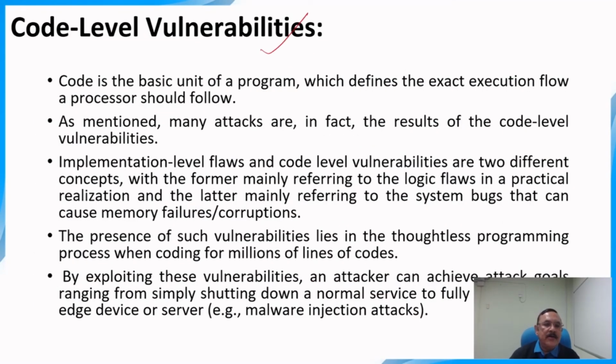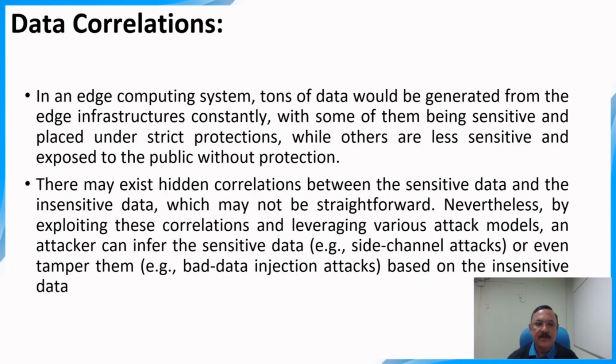Now, code-level vulnerabilities. Code is the basic unit of a program that defines the exact execution. Implementation-level flaws and code-level vulnerabilities are two different concepts, with the former mainly referring to logical flaws in the practical realization. The presence of such vulnerabilities lies in the thoughtless programming process, when writing millions of lines of code. By exploiting code vulnerabilities, an attacker can achieve attack goals ranging from simply shutting down a normal service to fully controlling an edge server in malware injection attacks.